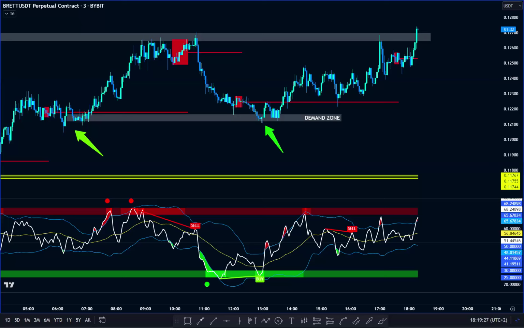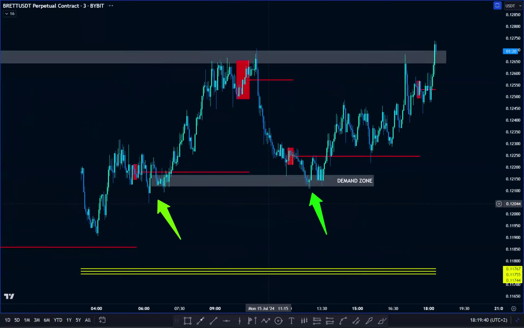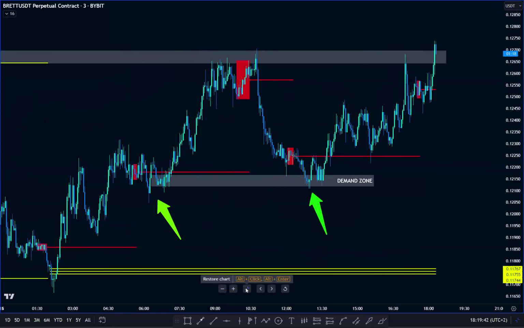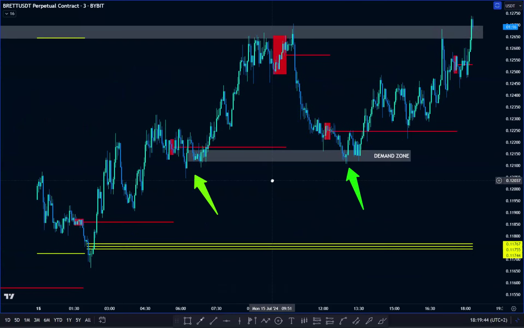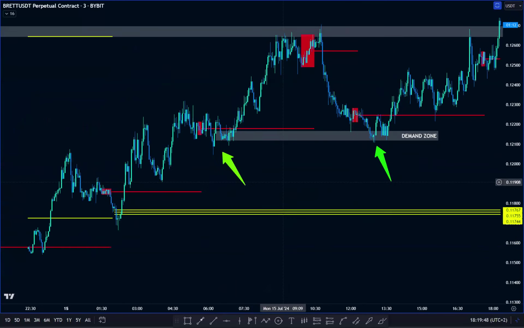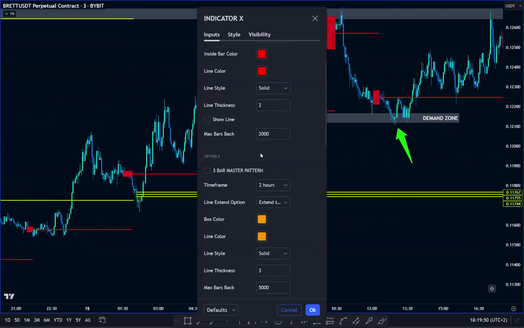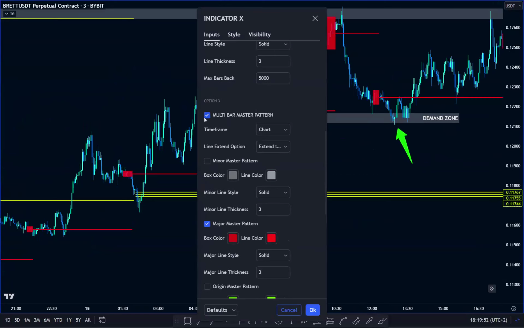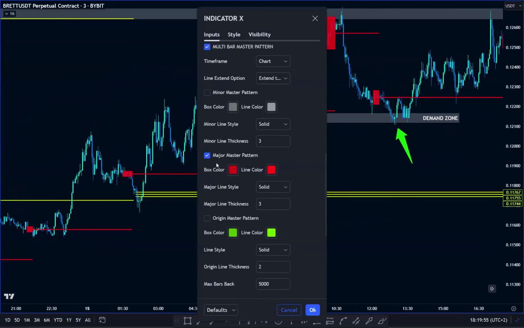Cool. So I'm still pretty new with Indicator X, and my question really is, what settings are you using when you're starting to go through this on the higher time frames with Indicator X to get your value lines, et cetera? On the higher time frame, I'm basically only using the multi-bar master pattern and the major master pattern.